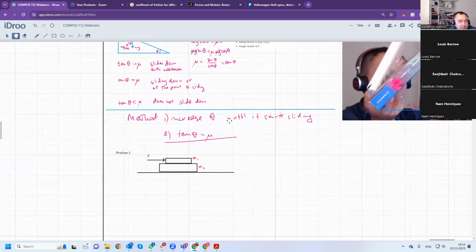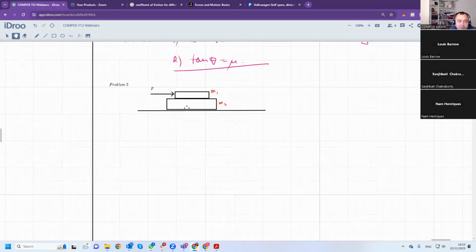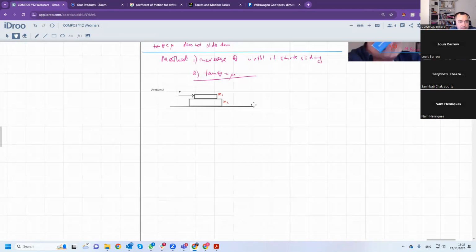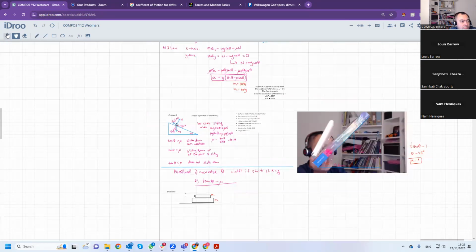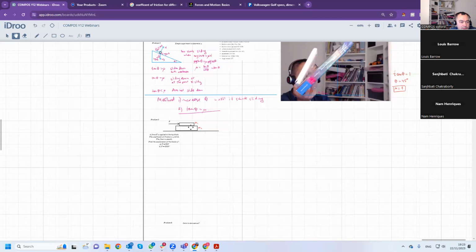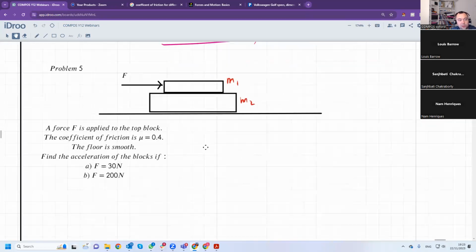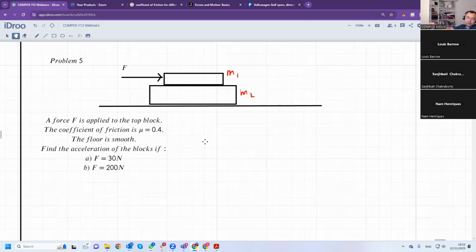Okay, so problem 5. We have a smooth floor and 2 blocks on top. There's friction between the blocks, but there's no friction between the bottom block and the floor. The coefficient of friction between the blocks is 0.4. Find the acceleration of the blocks if the force is 30 newtons and the force is 200 newtons.